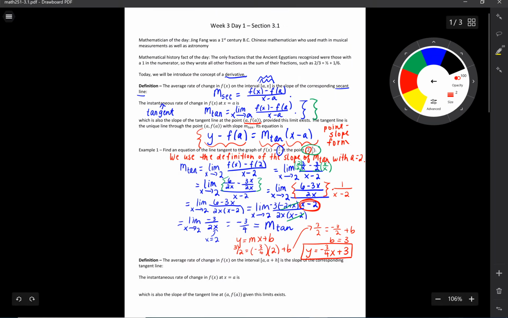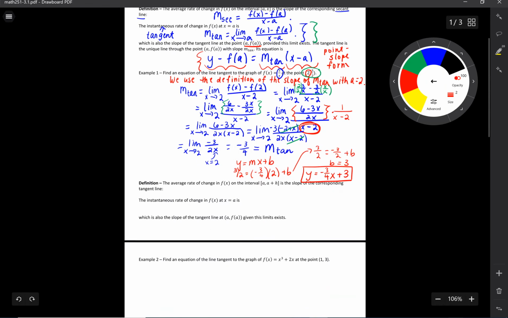All right, next we are going to look at another definition. This is similar to the one that we already learned today. The average rate of change in f of x on the interval from a to a plus h is the slope corresponding to the tangent line. So this is just another flavor of the formula for the secant line that I've already learned.